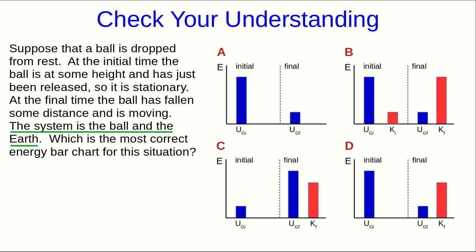This point, that the system is the ball and the Earth, is sort of subtle, and we haven't talked about this yet. So I'll just mention it now, and I'll talk about it more later. It's important that the system here includes both the ball and the Earth. If it didn't, then the system wouldn't be able to have gravitational potential energy. I'll explain why that is later. For now, don't worry about it. So, which of these bar charts is the most correct energy bar chart?